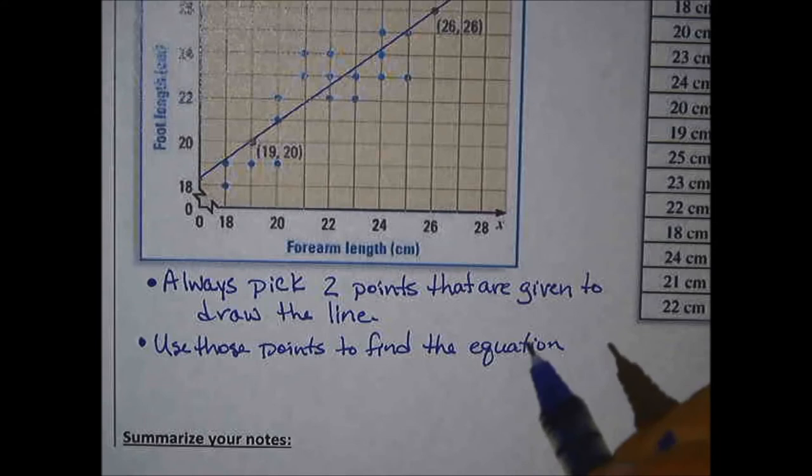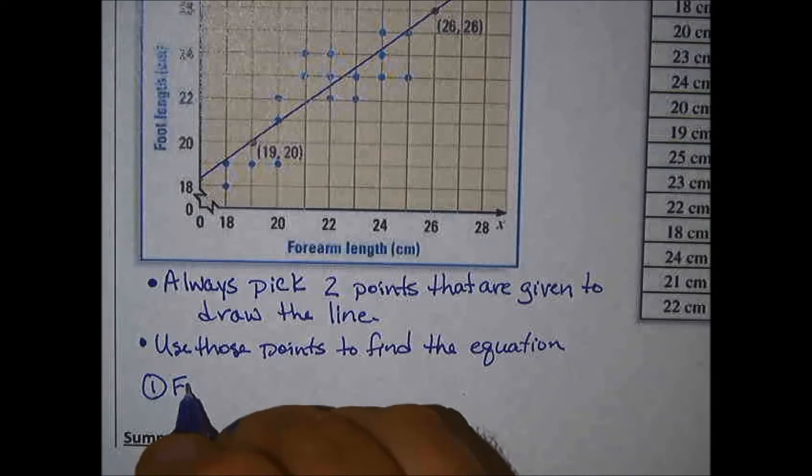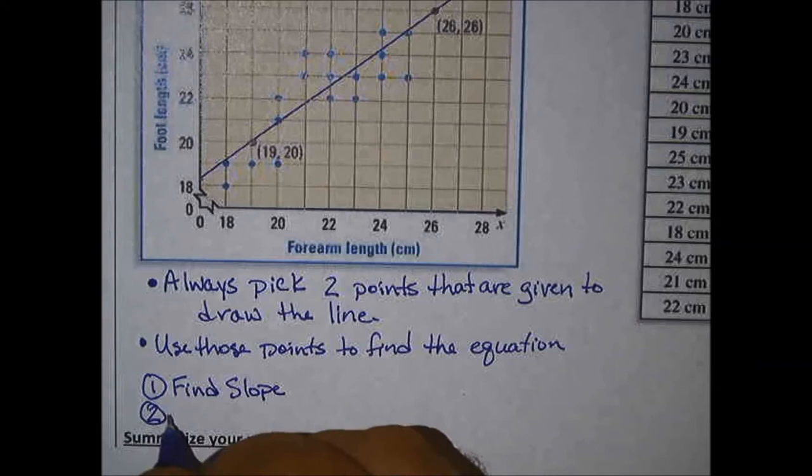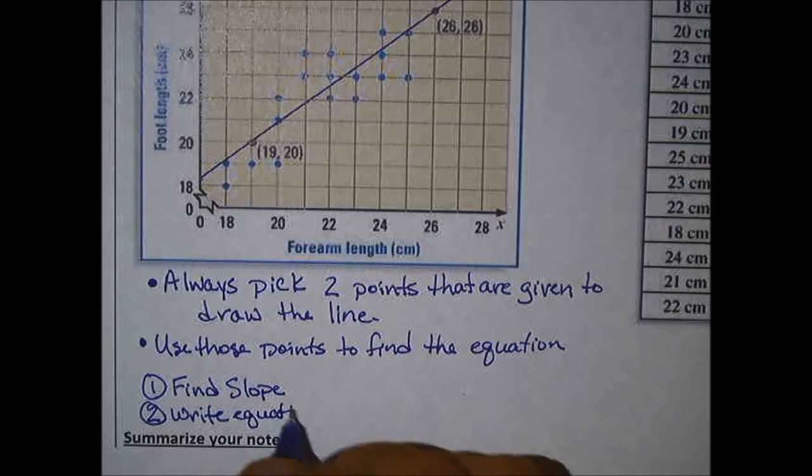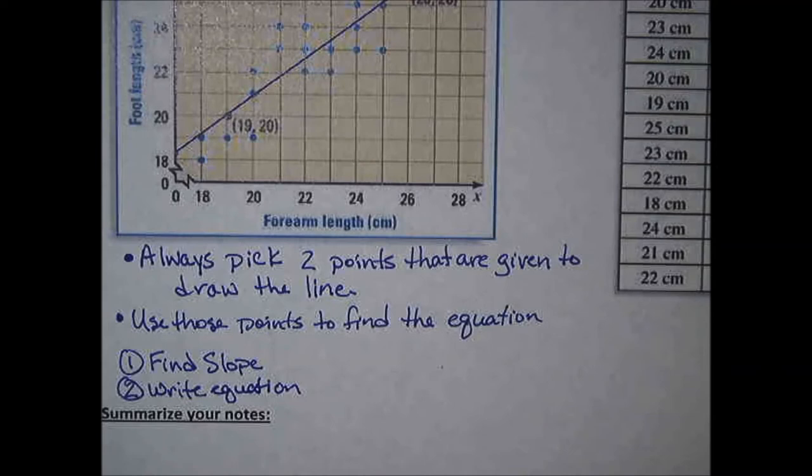So step one, you may remember, find slope. Step two, write equation. Okay, and we have multiple different ways that we can write that equation. If you remember last section, we're either going to put those 2 points into the slope-intercept form and solve for b, or we're going to pick 1 point and put it in as the point in point-slope form.